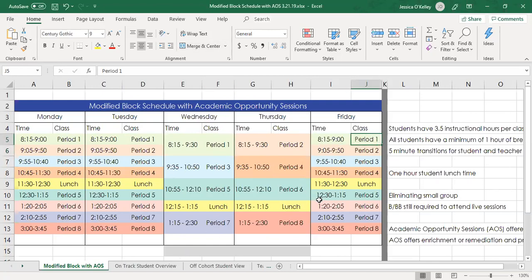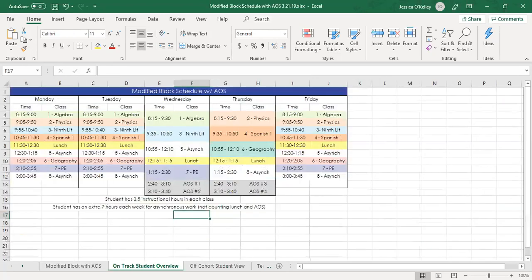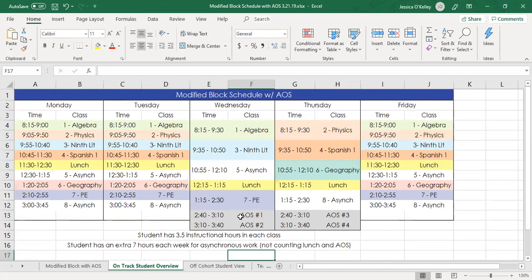So I'll show you what it looks like for a couple of students. So like an on-track student, and you can ignore these academic opportunity sessions that are down here. We've actually taken those out of the schedule. So this is for a student who's potentially like last year's version when the kids took physics in 9th grade. So this would be for a 9th grader who's on track. They've got algebra for first period, physics second, English ninth, or sorry, they've got 9th lit third period. They've got Spanish fourth period.